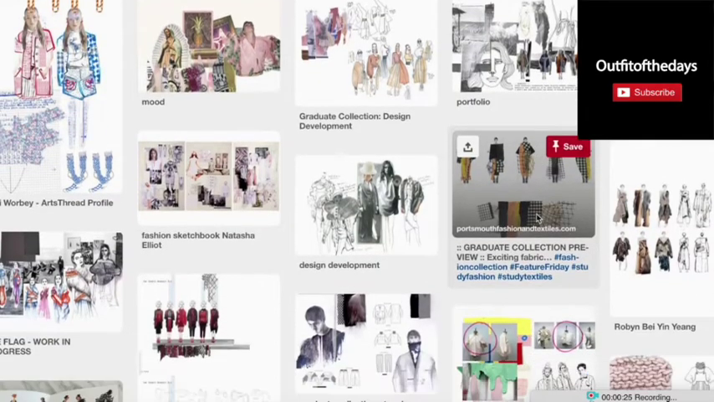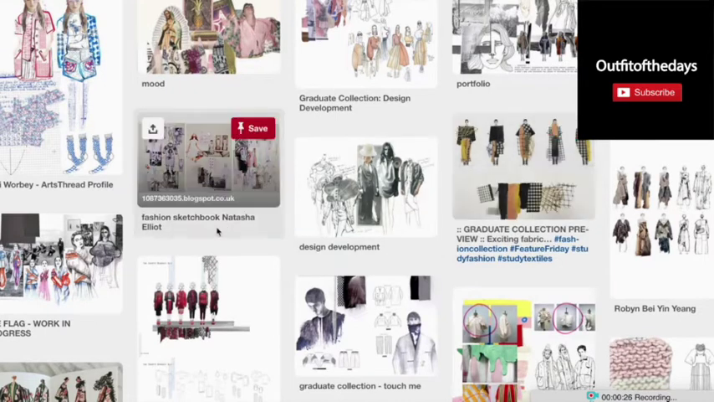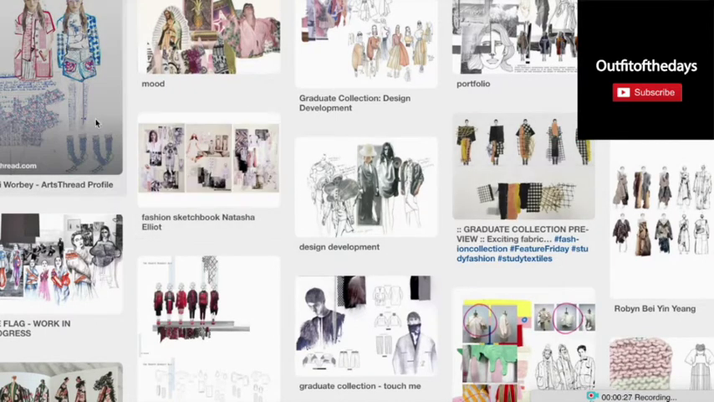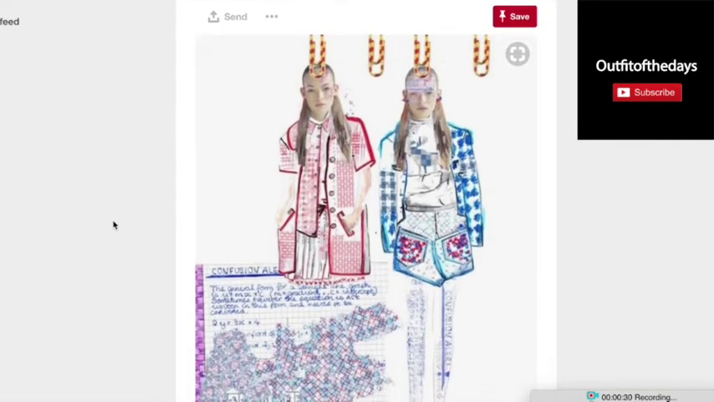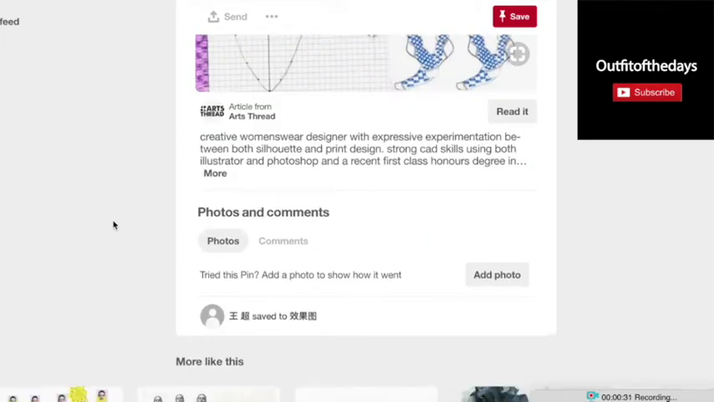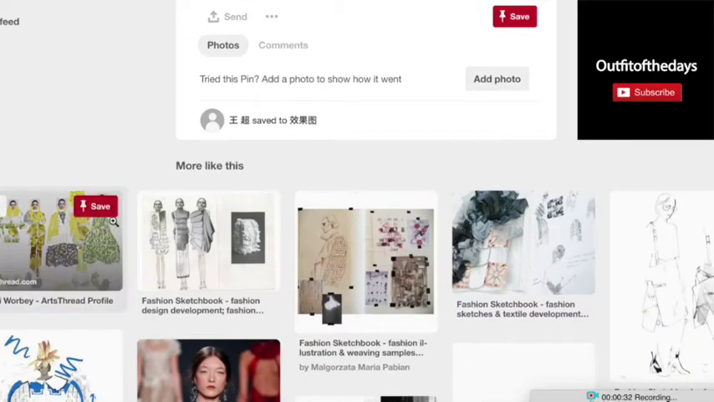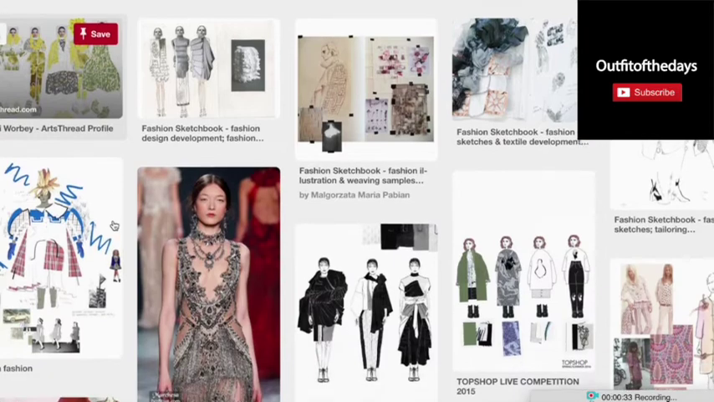And a lot of them you can actually see the links below, so some of them are linked to people's blog posts, so you can totally have a look at their blogs. Some of them are on ArtsThread. ArtsThread is where people upload a lot of their portfolios as well. Some of them are linked to universities, so definitely have a look at the links as well. Really, really handy to have a look at.